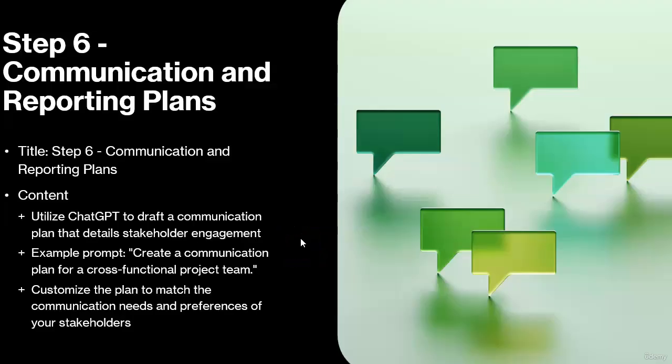Step 6 involves creating communication and reporting plans. Effective communication is key to keeping stakeholders informed and engaged throughout the project. So ChatGPT can help you draft these plans with prompts such as "create a communication plan for a cross-functional project team." After receiving the draft, tailor it to the specific communication needs and preferences of your stakeholders. So let's go to that ChatGPT window here.